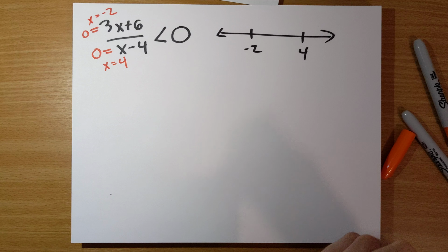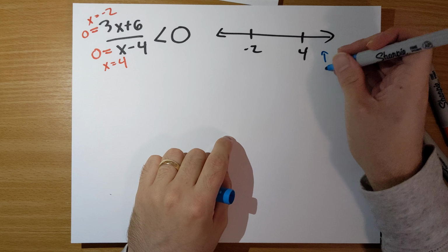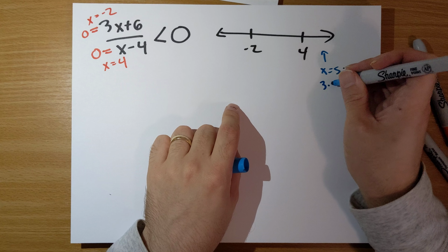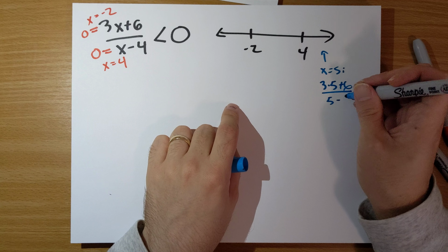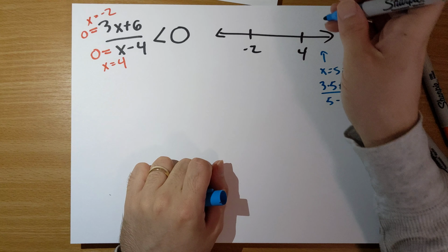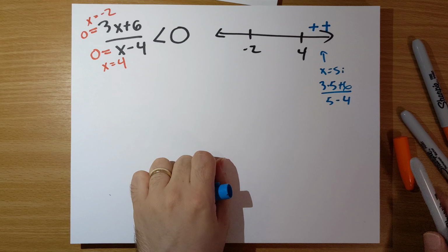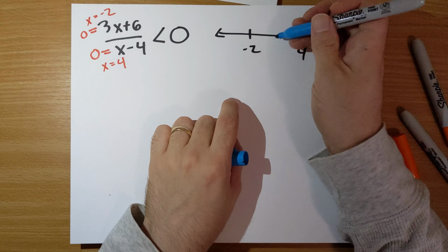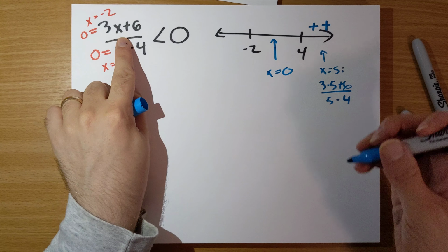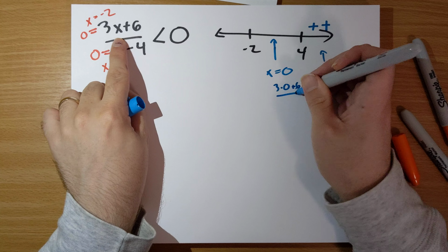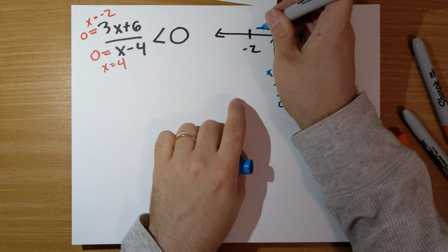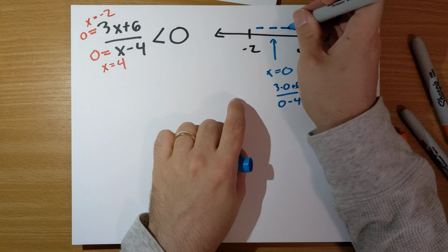When x is bigger than 4, so for example, x is equal to 5 works over here, this expression is 3 times 5 plus 6 over 5 minus 4. This is something positive over something positive. The expression is positive for x larger than 4. Let's test something like x is equal to 0. It's between negative 2 and 4. This looks like 3 times 0 plus 6 divided by 0 minus 4. This is positive divided by negative. This is a negative number.